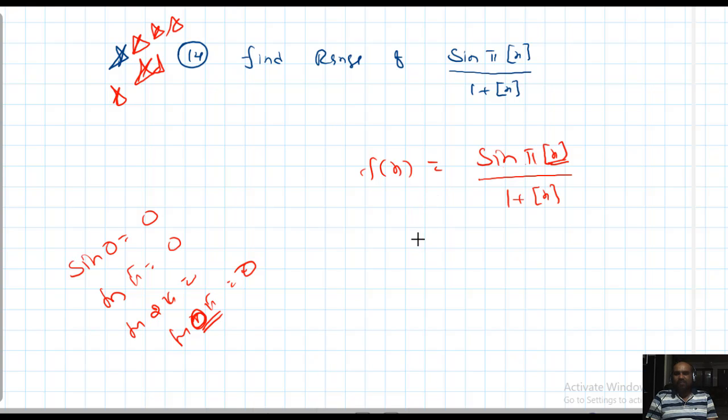Understood? I will write: step x is an integer. Sin of pi times step x means sin of an integral multiple of pi.